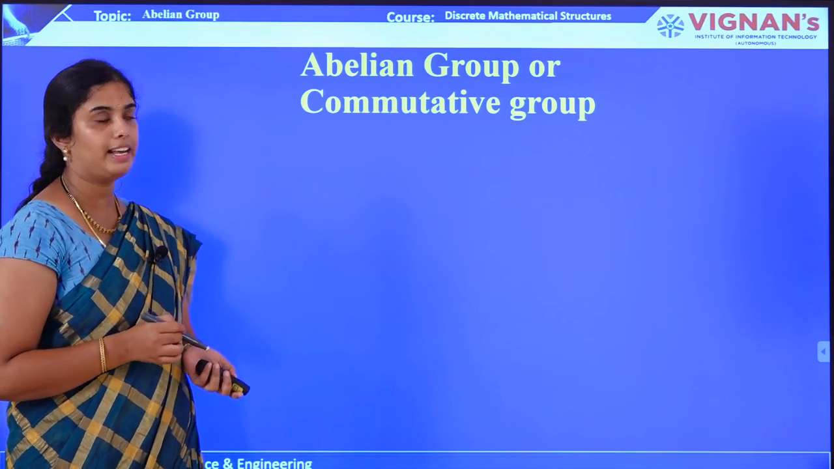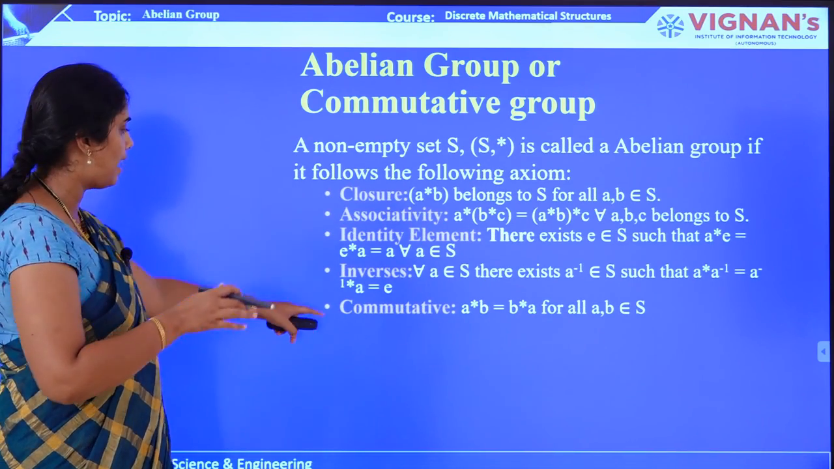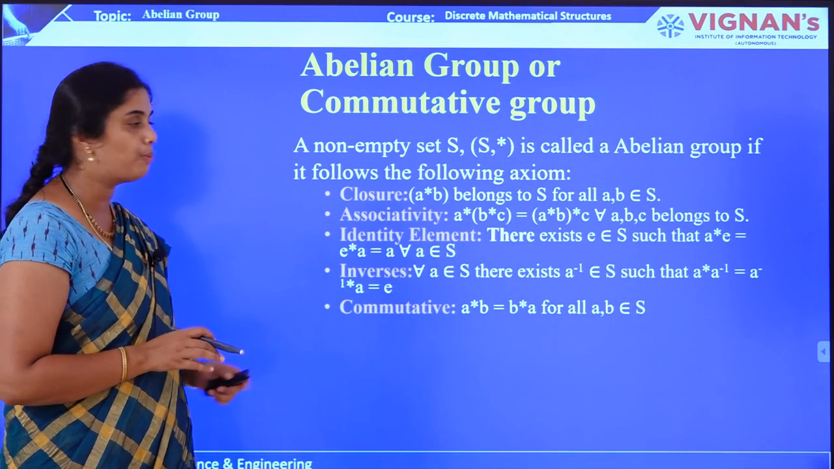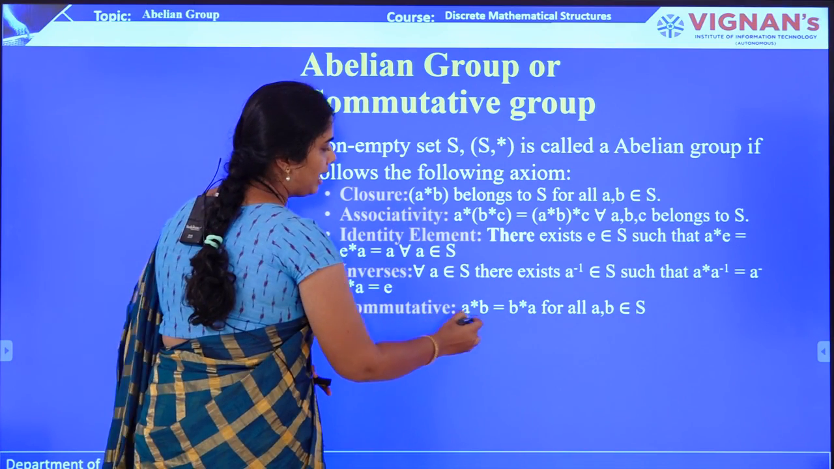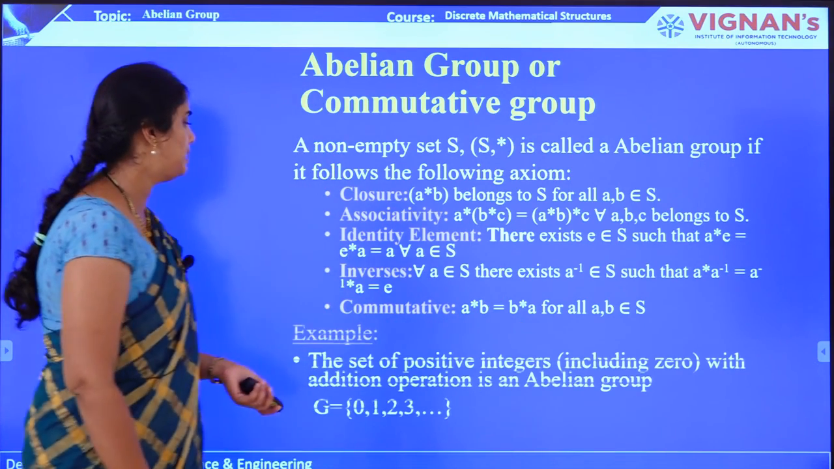Next comes the abelian group. It is very much similar, but the extra axiom which is added over here is the commutative property. What is this commutative property? A star B, whatever result you will be getting, that will be equal to B star A.